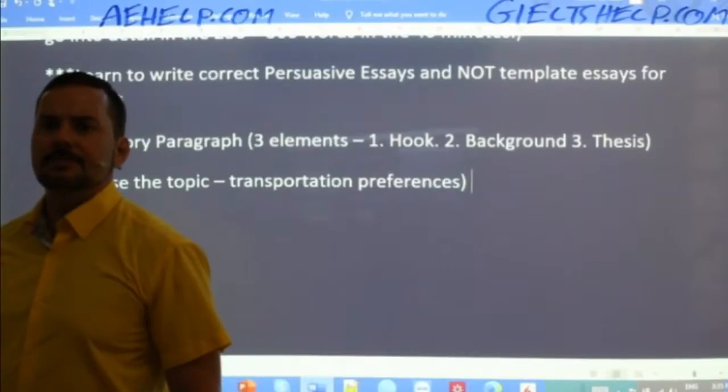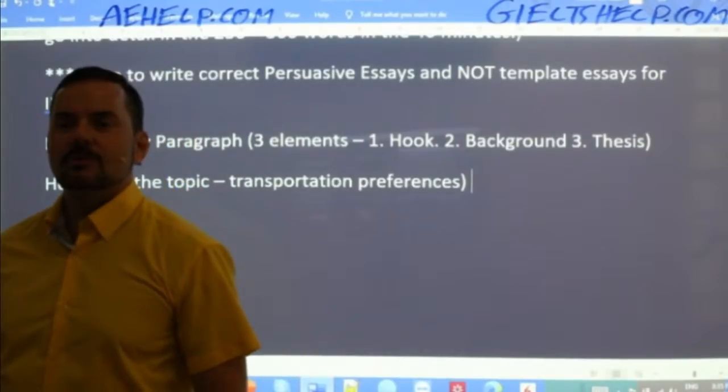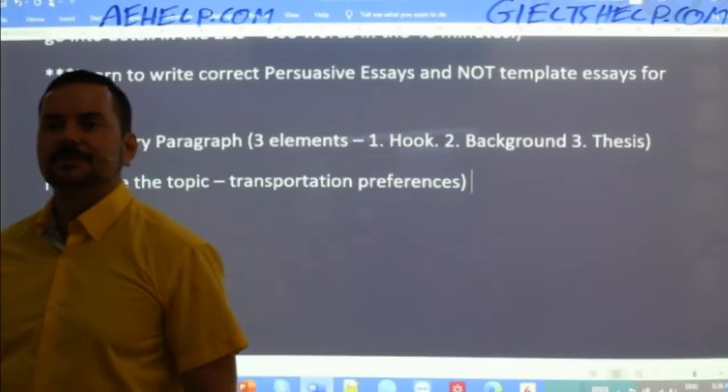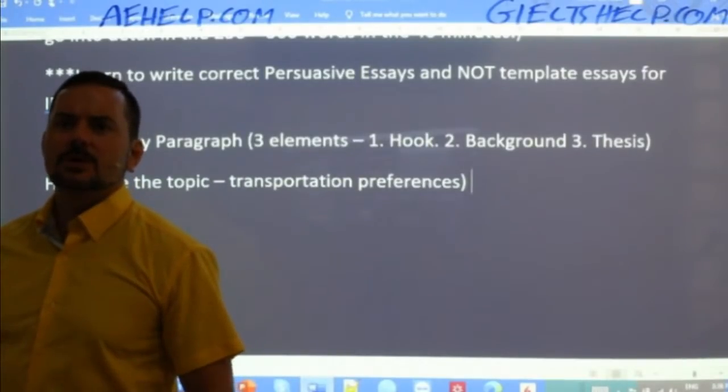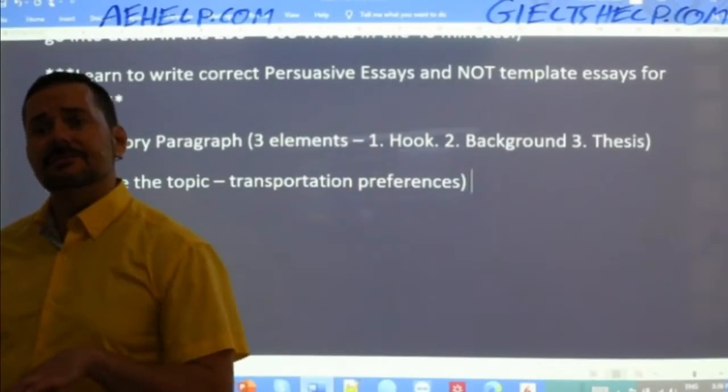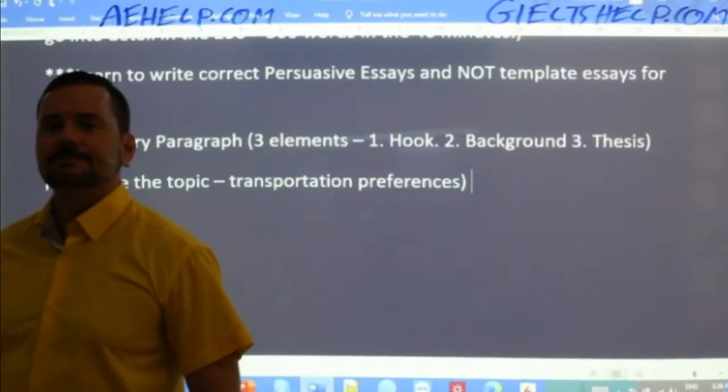Yeah, so Samuel says transportation plays an important part of our lives. Yeah. Samuel, so transportation plays an important part in daily life. Okay.